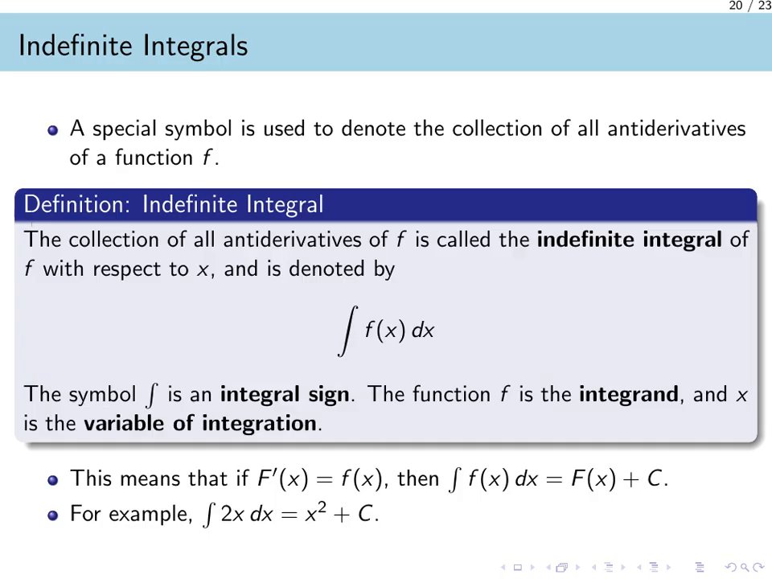This notation directly connects to our previous work. If the derivative of a function capital F is the integrand, then the integral equals that function capital F plus our arbitrary constant c. For example, we can now write that the integral of 2x dx equals x squared plus c, which neatly packages the entire family of solutions we found earlier. In short, the indefinite integral is our standard notation for the most general antiderivative of a function.